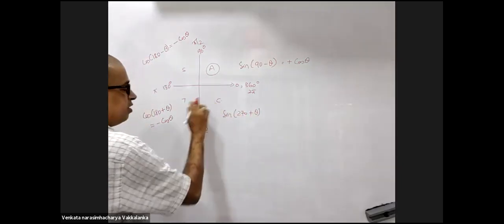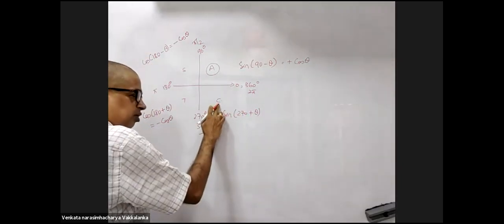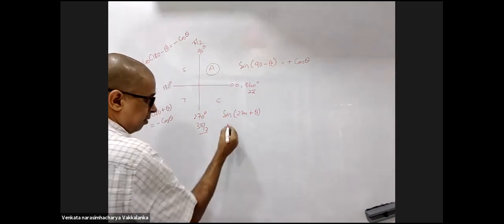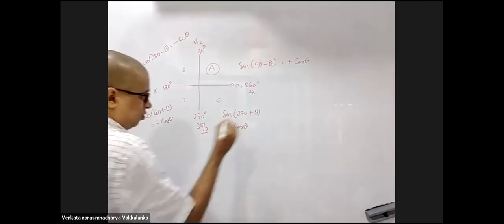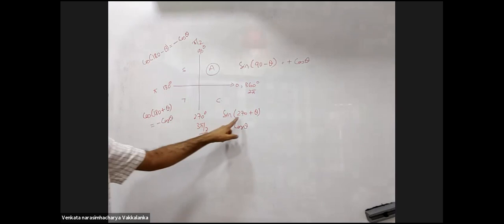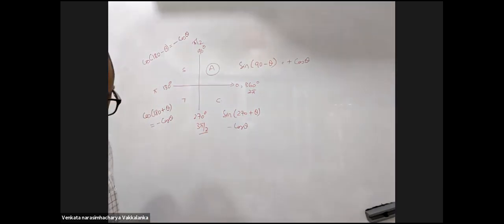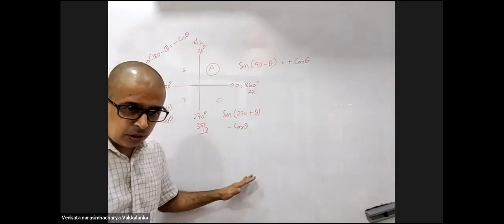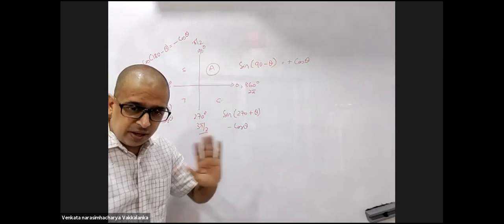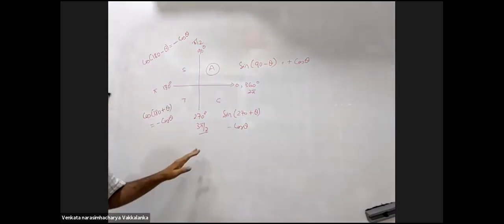Cos 270 plus theta is in the third quadrant. Only tan is positive here. Cos will become negative, sin theta... 270 plus theta gives minus sin theta. 90 and 270 will convert sin to cos and cos to sin. These are the basics that I expect you people to remember. Is everybody clear with this? Yes, sir.